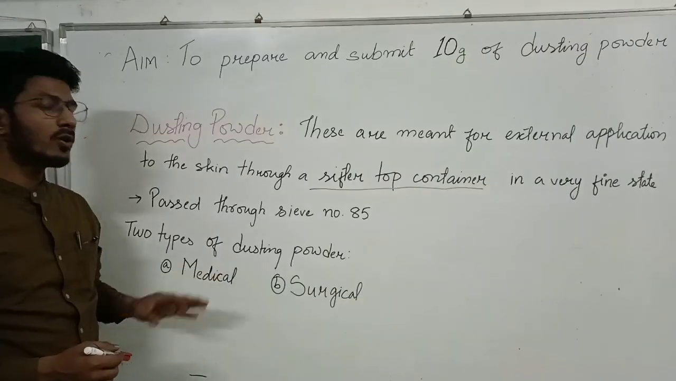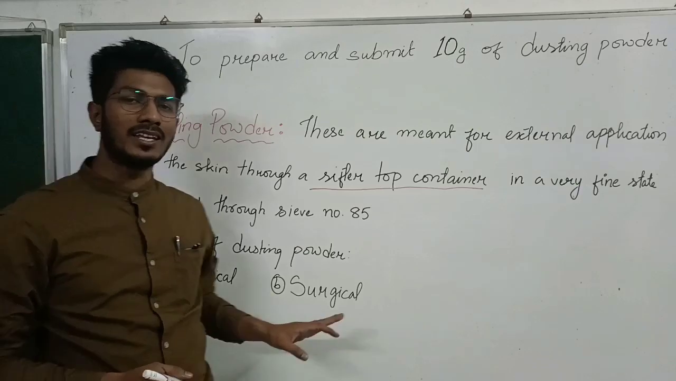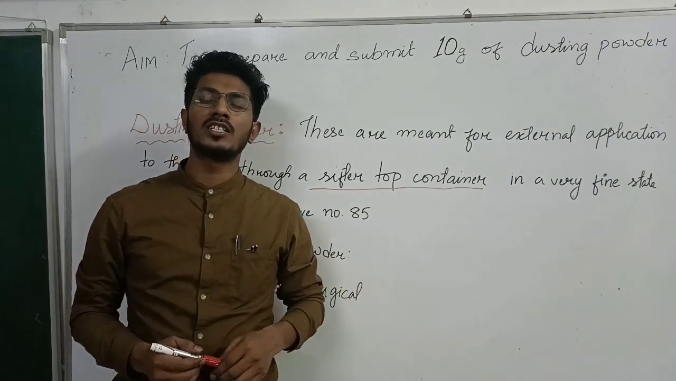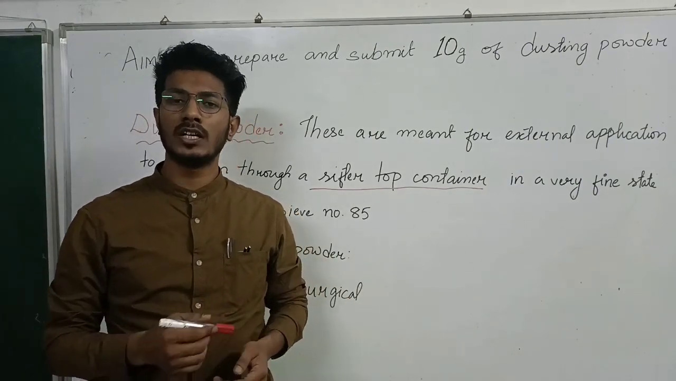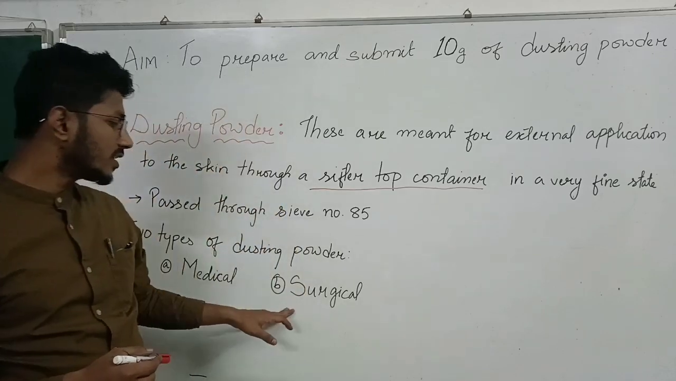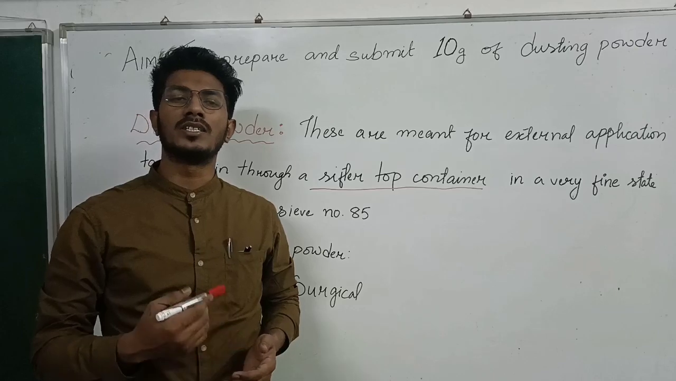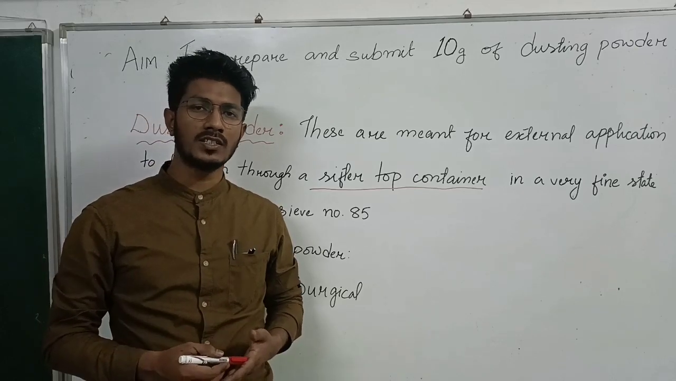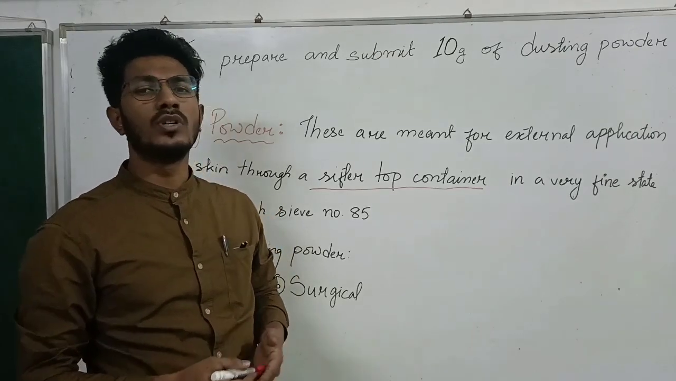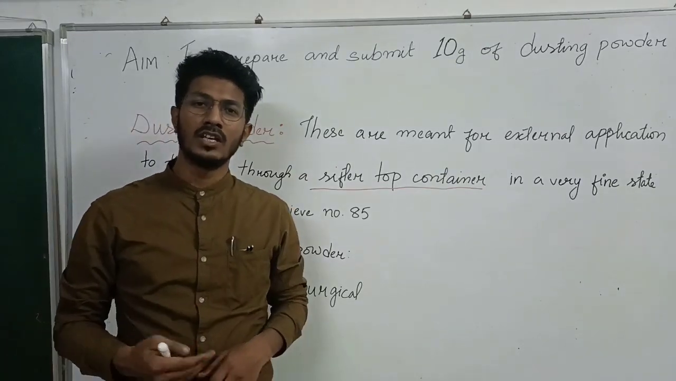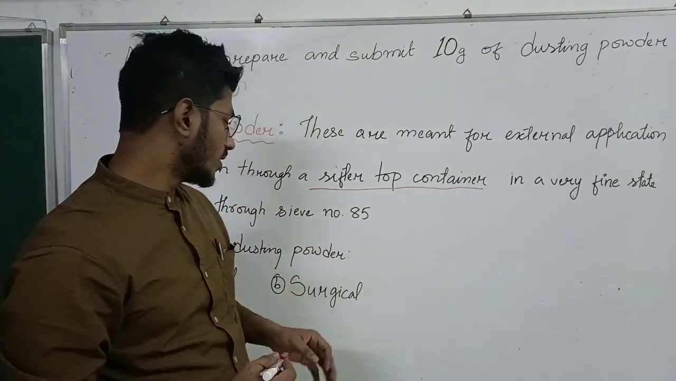So basically dusting powders are divided into two types, medical and surgical. Medical dusting powders are those which are applied superficially on the skin. And talking about surgical dusting powders, they are basically applied in the various body cavities, and other wounds, any big wound, like a burn, or on the umbilical cord of infants.